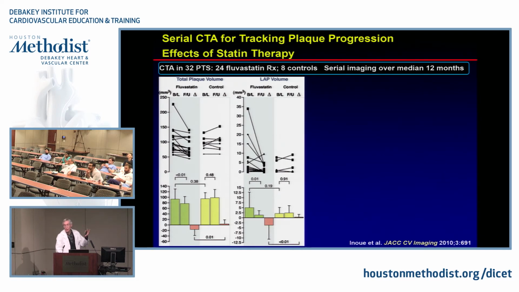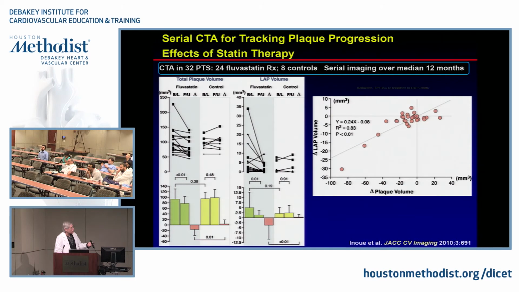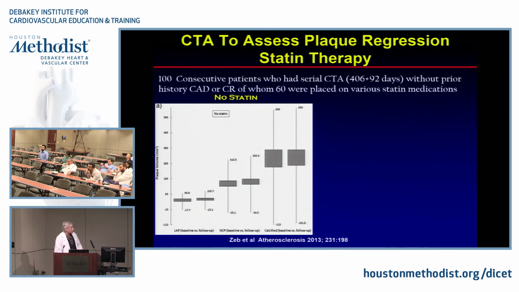There's also data now looking at serial CTAs. And again, this is initial data, but it's kind of interesting. This is looking at patients taking fluvastatin versus control, and this is looking at low attenuation plaque. What you'll see here is that the total plaque volume goes down. And this is all driven by a reduction in low attenuation plaque, which is that highly lipid-rich plaque, which you can see there. This is one of the first studies that was done and published in JACC Imaging in 2010.